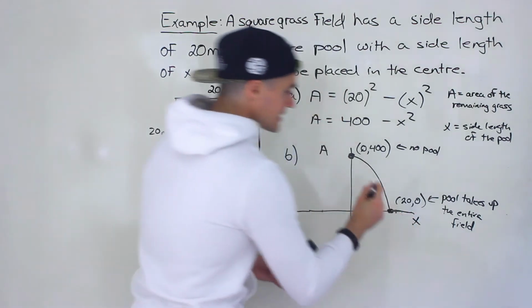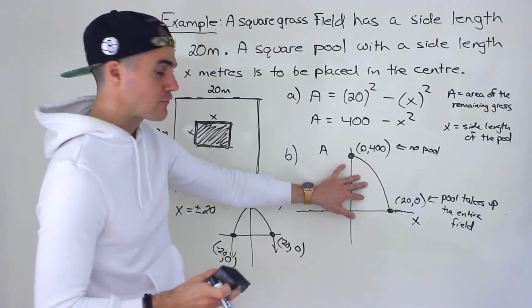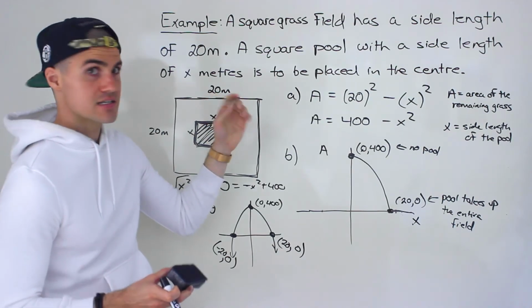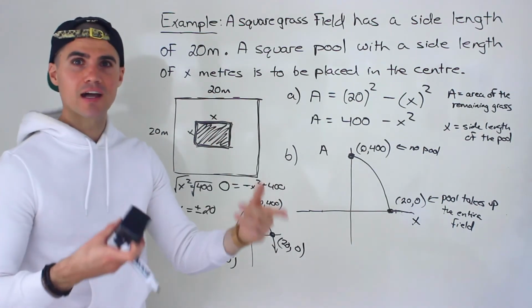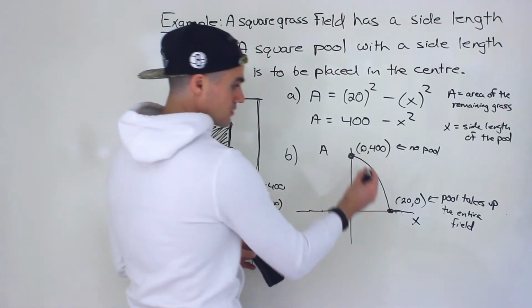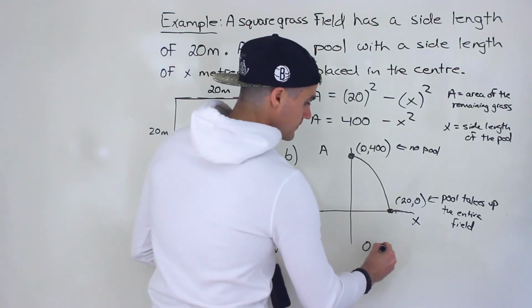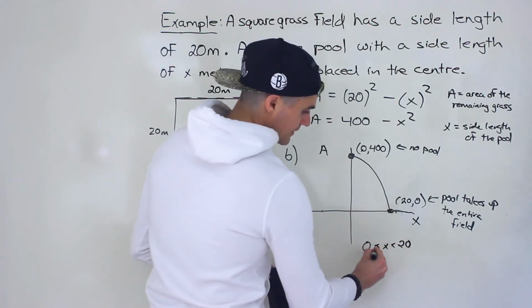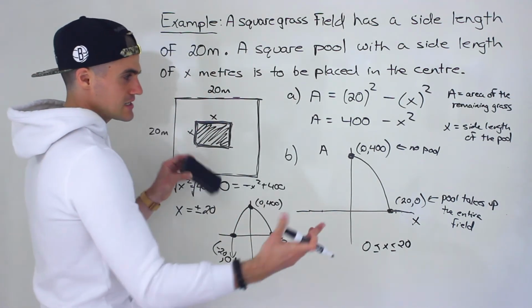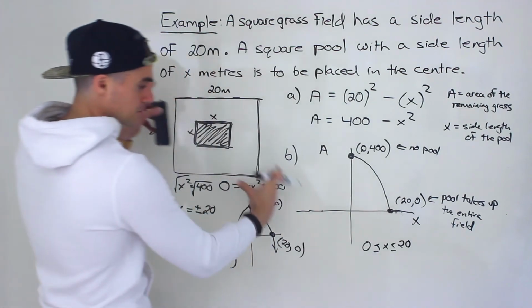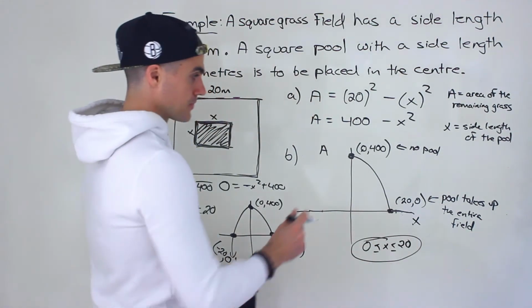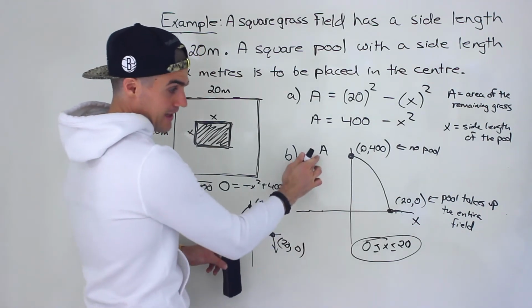Okay, and so this here represents the proper graph for this scenario. That's what it means by adjusting your x values. So notice that the x values could only be between 0 and 20. They could also be 0 and 20 as well. Those extreme cases, if you don't have a pool and if the pool takes up the entire field. So those are the valid values of x. And notice what are the valid values of a?